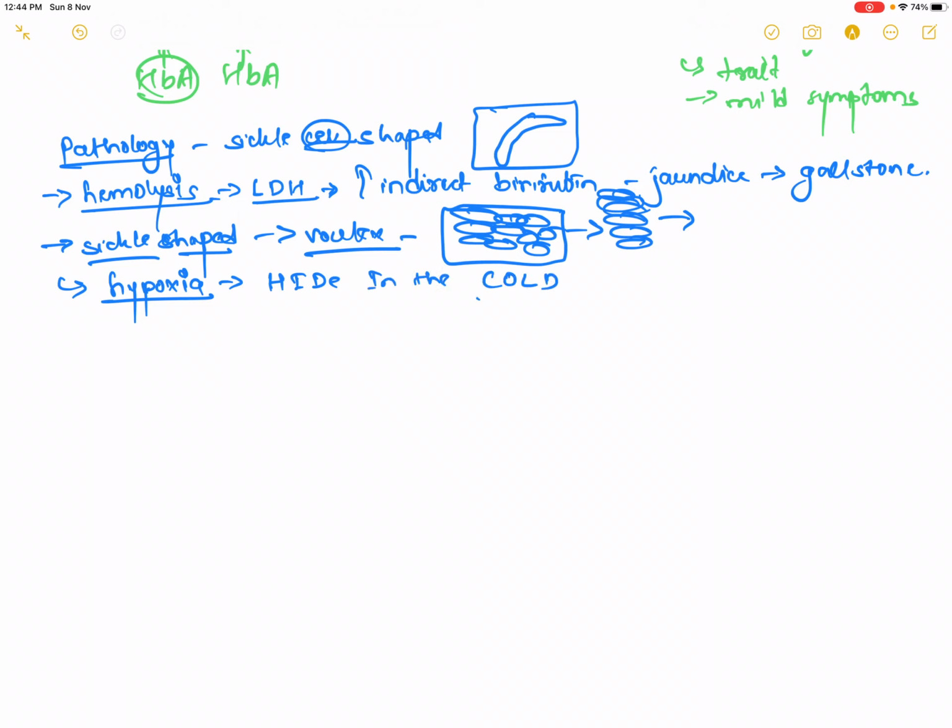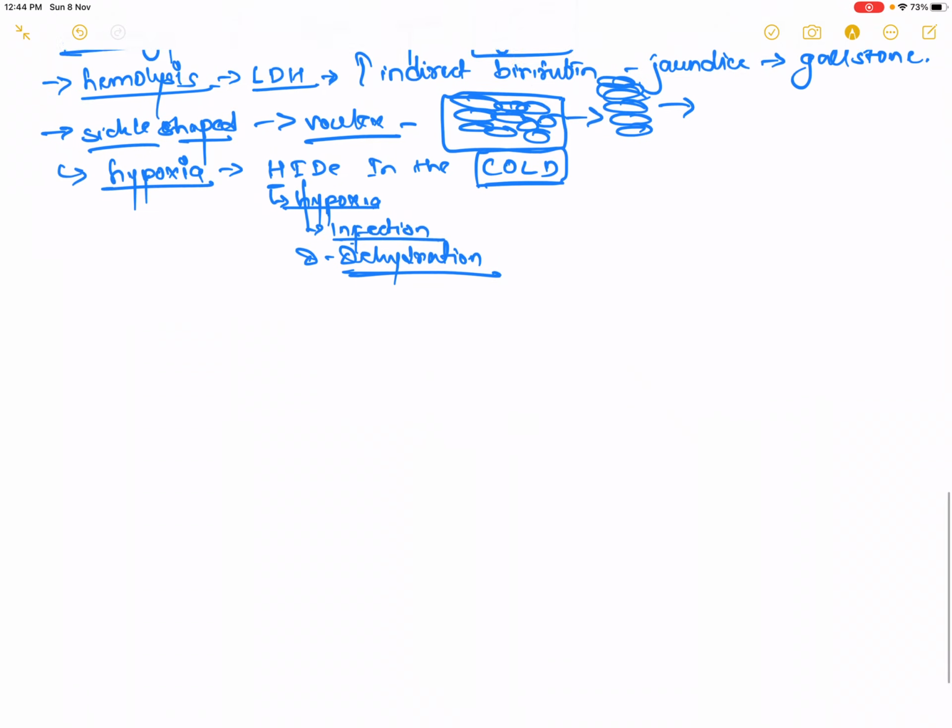So basically one of the conditions is cold. Okay. The other condition is hypoxia. I for infections. D for dehydration. Okay. So hypoxia, infection, dehydration, and cold can precipitate this rouleaux formation.